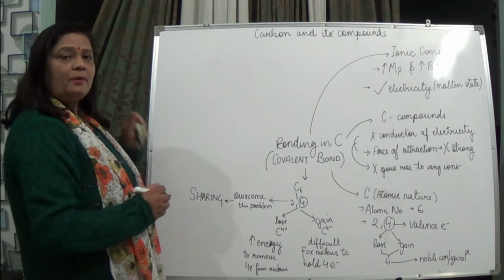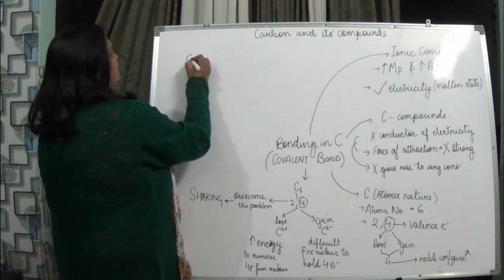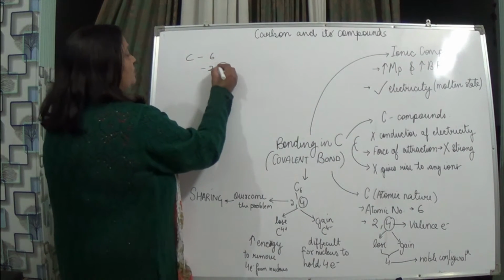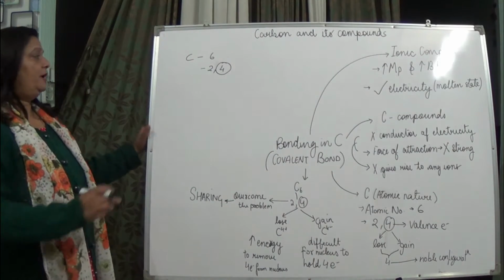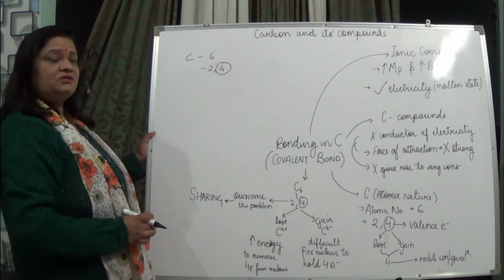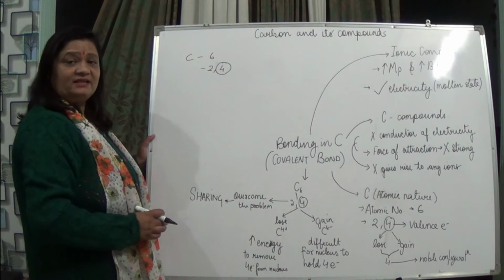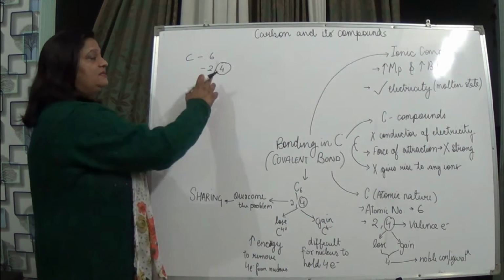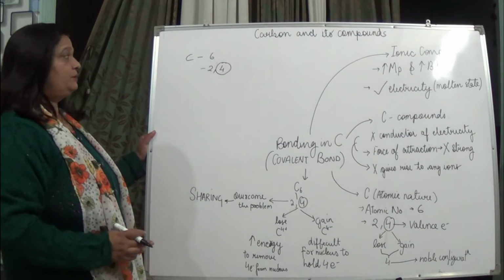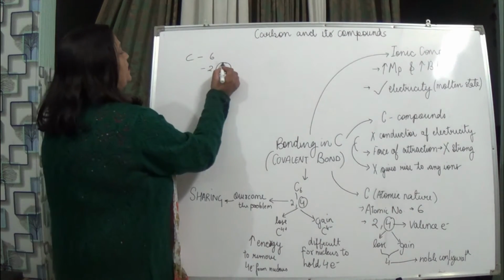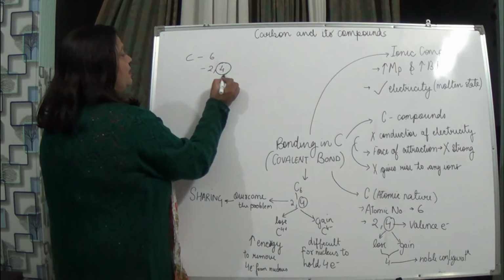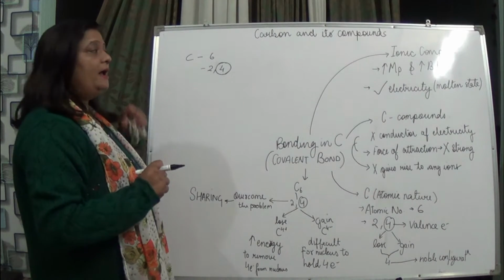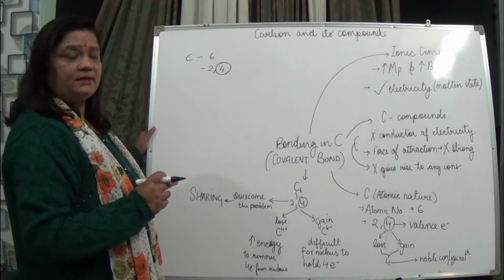Now coming to the atomic number of carbon. Carbon's atomic number is 6 and its electronic configuration is 2, 4. The 4 electrons present in the valence shell make carbon tetravalent, because the last shell, the valence shell, consists of 4 electrons. So we will see which type of bonding it will make. We have studied ionic compounds in the chapter Metals and Non-metals.